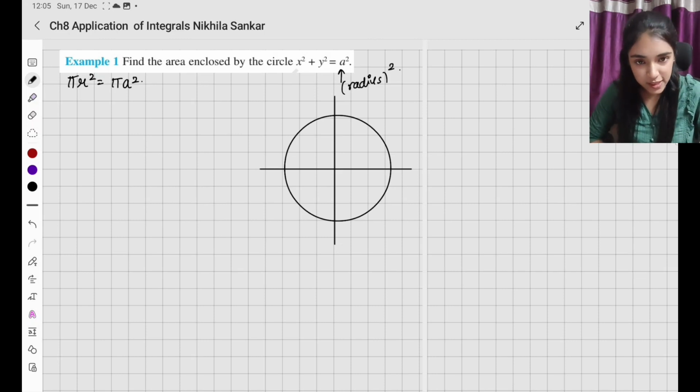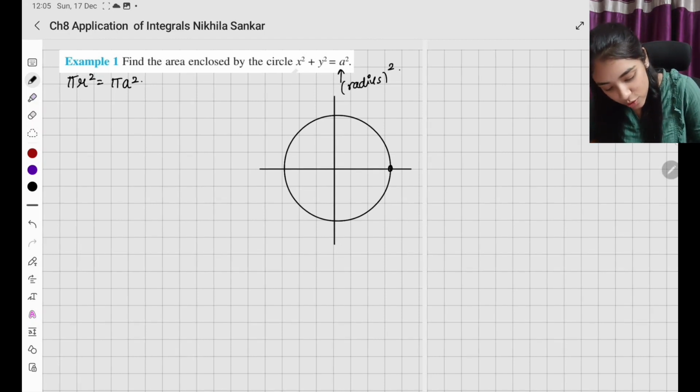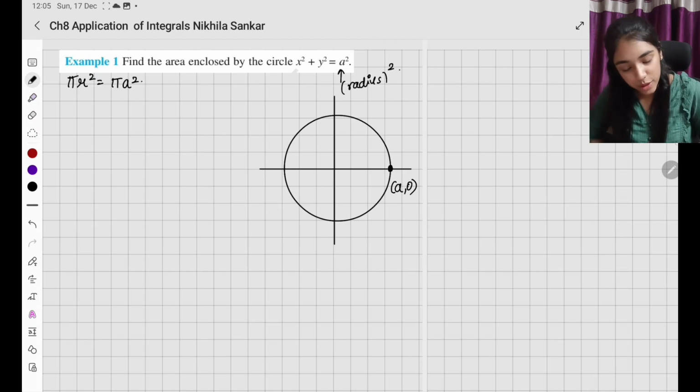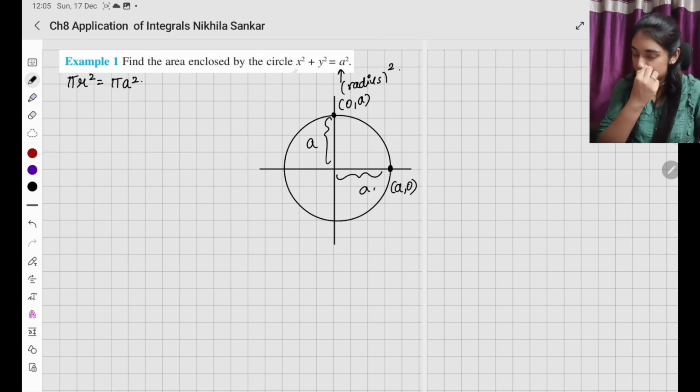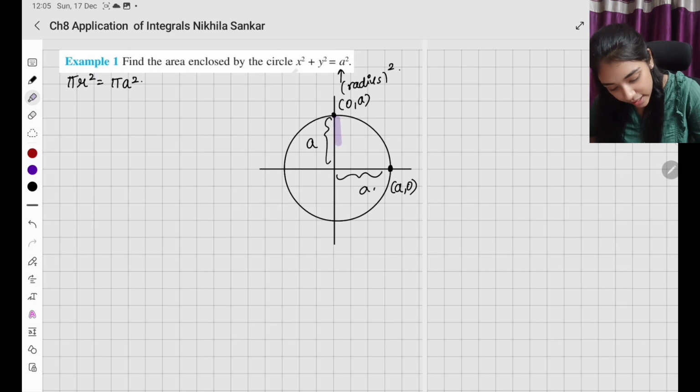So this is my circle. What is my radius? It is going to be a. So what is this particular point? It is going to be x coordinate a and y coordinate is going to be 0. And over here, what is this going to be? This is going to be 0, a. Okay, correct? X axis, the radius is going to be a and the radius is going to be a. So now what am I going to do? I'm going to find the area of this particular quarter. இப்போ இந்த this is going to be 1/4 of the circle, correct?